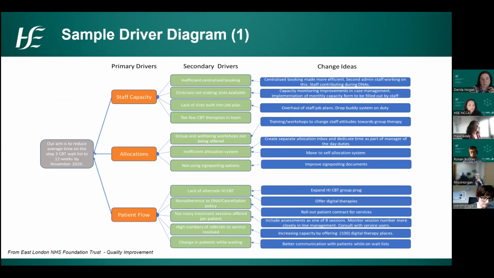So over on this side, you have the change ideas. These change ideas can come out of your secondary drivers, which emanate from your primary drivers, which are based on your aim. So really the primary drivers are what needs to be happening to achieve this aim. And the secondary drivers are linked to those primary drivers, more about how are we going to do this, and then the change ideas come from that. So really well-written secondary drivers will help you identify your relevant change ideas and to go from there.